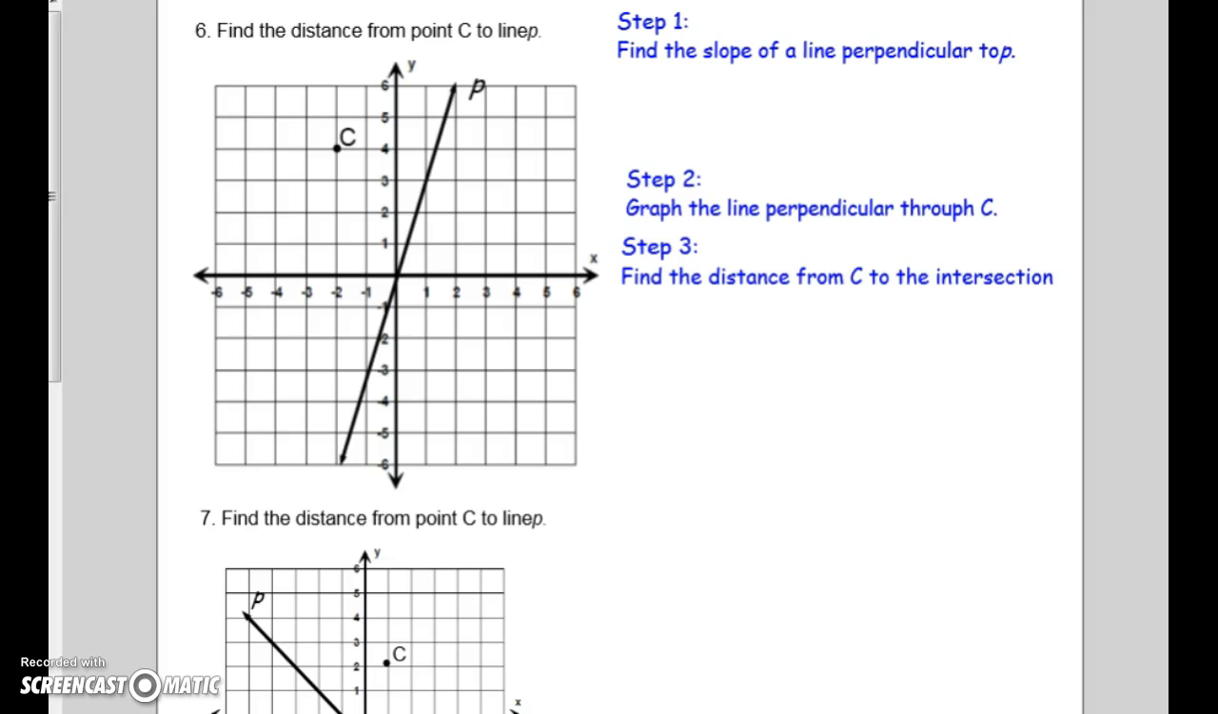Okay, flip the paper over. Here's the deal. Now I don't have horizontal or vertical lines. I'm still going from a point to the line. And what do I know that the lines have to be?